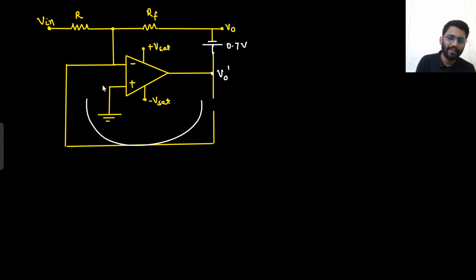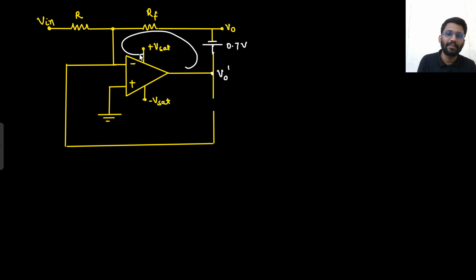So this feedback is not present, but this feedback is present this time. Say yes or no. There is certainly a feedback present. Some portion of output is coming towards the input. So there is certainly a feedback present. That means this node will certainly be 0. Say yes or no. Now can you say that through RF there is 0 ampere current this time?